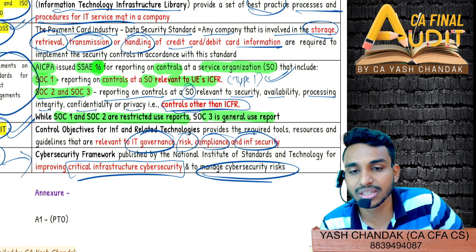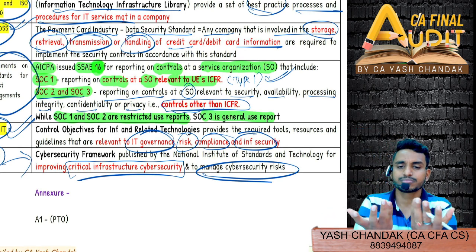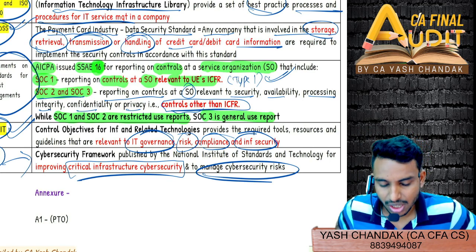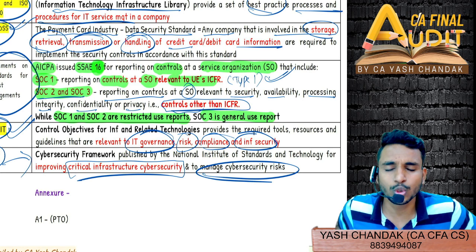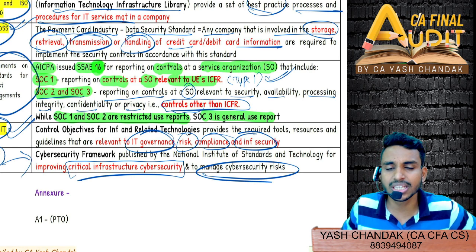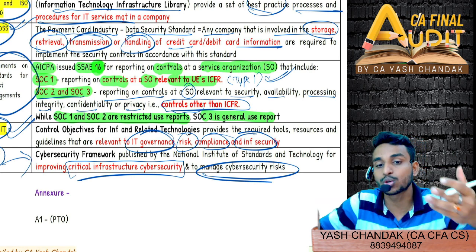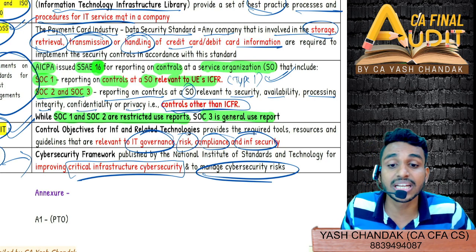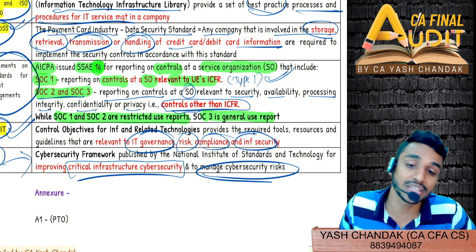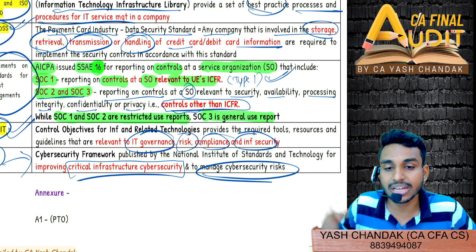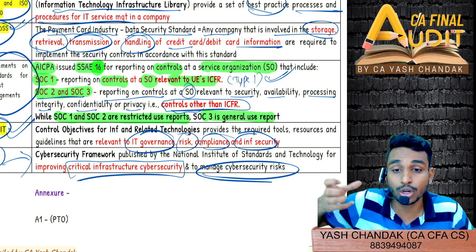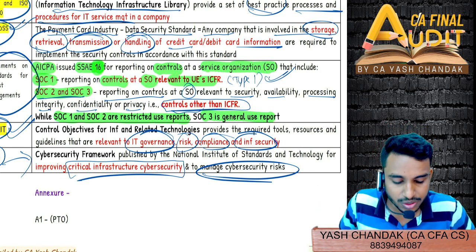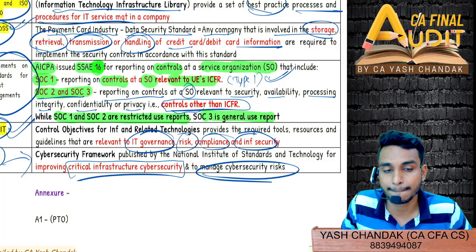This can again be asked in MCQ. So just try to learn this: SOC 1, SOC 2. SOC 1 is kind of Type 1 report, Type 2 report. SOC 2 and SOC 3 are the reports generally focused on those controls which are not forming part of financial reporting, so other than internal control over financial reporting. And SOC 1 and SOC 2 are restricted reports. That means you cannot show this report to each and everyone. Confidentiality has to be maintained. However, SOC 3 is a general use report.